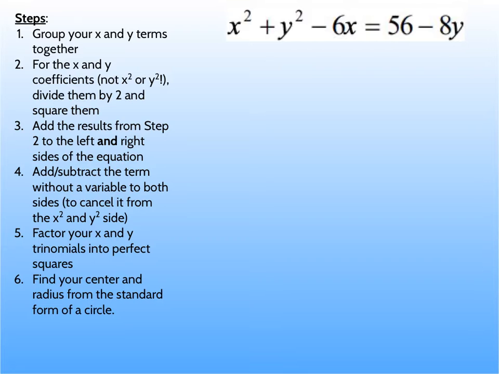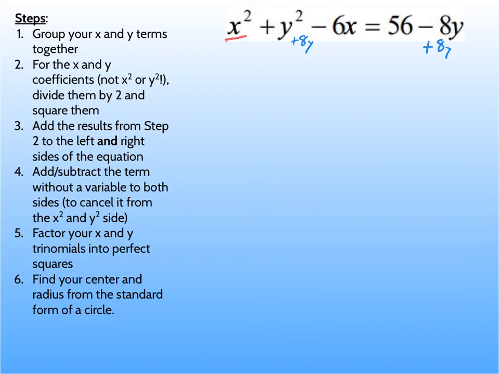Here's where the twist comes in. This negative 8y is on the other side of the equation, so we're not just going to write y squared minus 8y, because we have to move this to the other side of the equation. And the way you move it, of course, is adding or subtracting. And in this case, since it's negative, we're going to add 8y to both sides. And now we can group it.